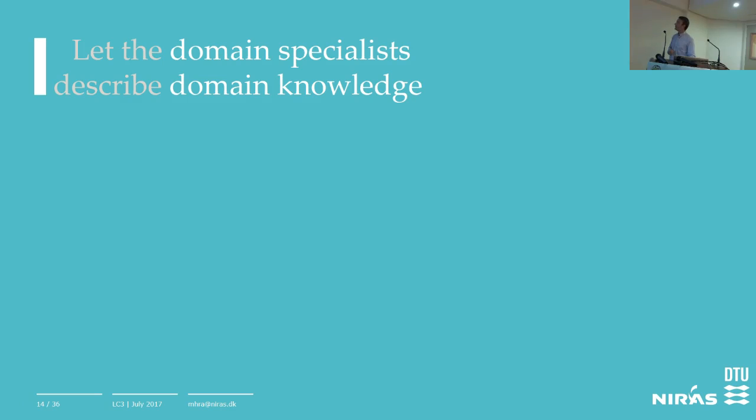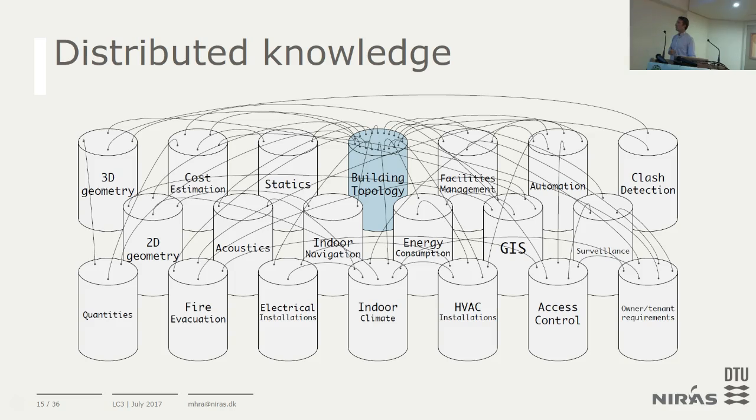Okay, so this distributed knowledge. What we claim is that it should be up to the domain specialists to describe the domain knowledge. So if you look at this graphic I have here, you have several different domains here, all very specific and all working in the AEC industry. But what is common for them is that no matter what they describe, if it's just some sensor, they will always need to see their components in the context of a building. And that's why I'm showing this.